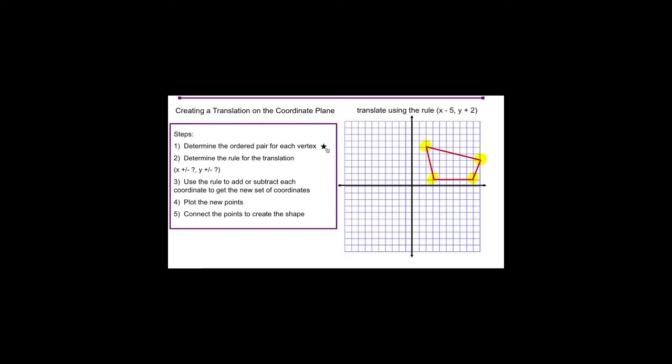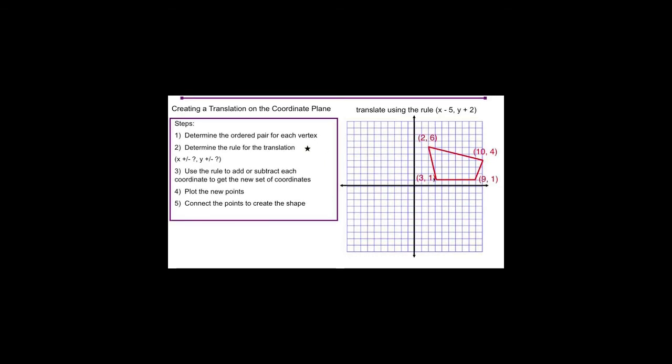So let's look at our points. They would be (3, 1), (2, 6), (10, 4), and (9, 1). So that's why it's important to know how to find points on a coordinate plane. So now determine the rule for the translation. Well, we're given the rule right up here. X minus 5, okay, and y plus 2. So that means we're going to take the x coordinates and subtract 5, and the y coordinates and add 2.